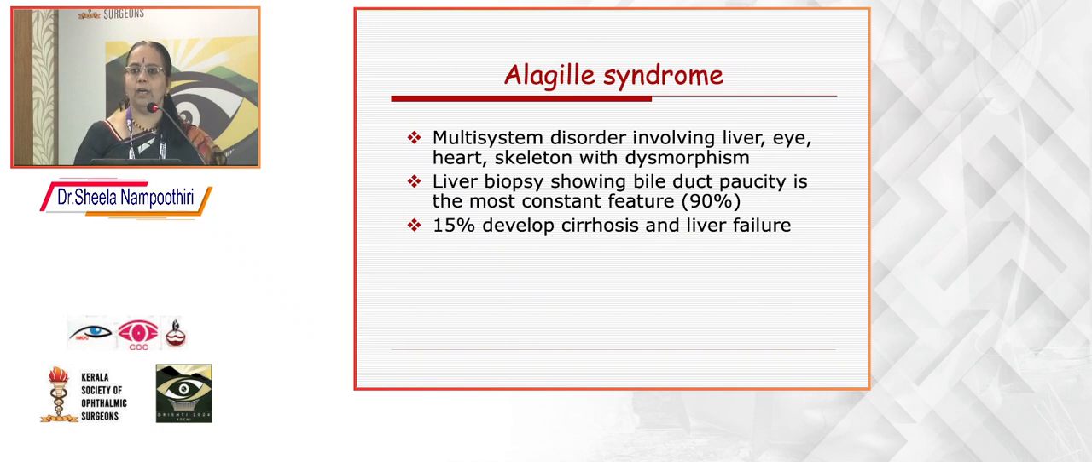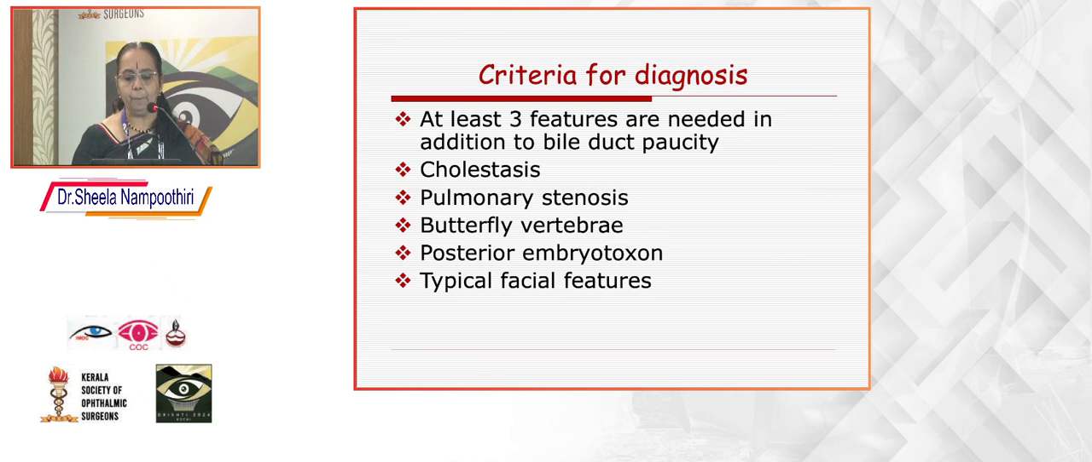So coming to the third scenario, Alagille syndrome. In this condition, these patients have multi-system involvement of the liver, eye, heart, skeleton, and they also have dysmorphic features. In liver biopsy, what you see is that in more than 90% of the patients, they can have an associated bile duct paucity. 15% of the patients will be presenting with cirrhosis and liver failure. Along with the bile duct paucity, at least 3 of the following features should be there.